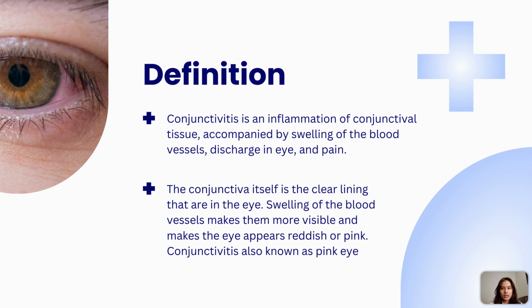Definition of conjunctivitis. Conjunctivitis is an inflammation of the conjunctival tissue accompanied by swelling of the blood vessels, discharge in the eye, and pain. The conjunctiva itself is the clear lining of the eye. Swelling of the blood vessels makes them more visible and makes the eye appear reddish or pink. Conjunctivitis is also known as pink eye.